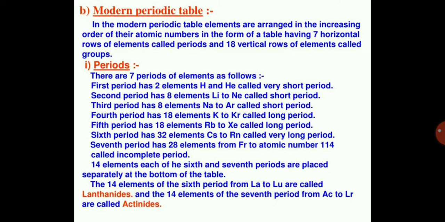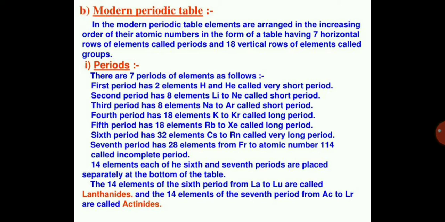In the modern periodic table, elements are arranged in increasing order of their atomic numbers in the form of a table having 7 horizontal rows of elements called periods and 18 vertical rows of elements called groups. So what are the periods? There are 7 periods of elements as follows.